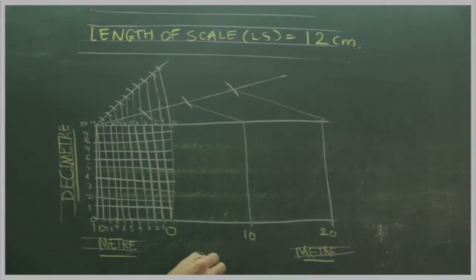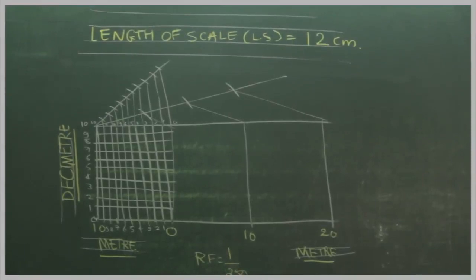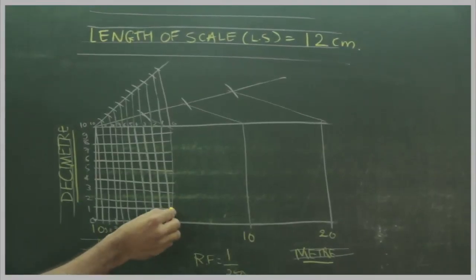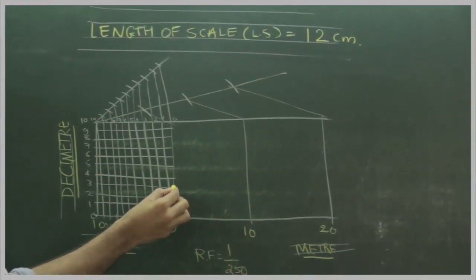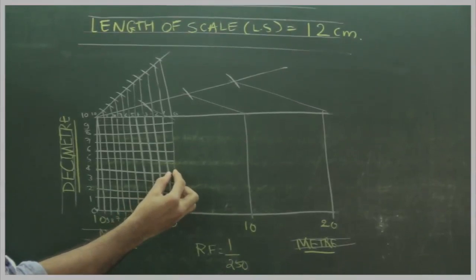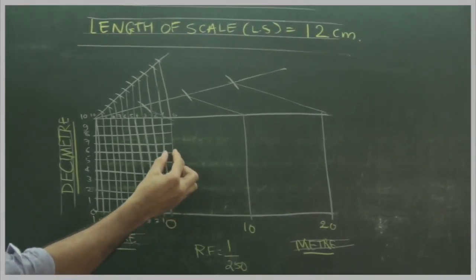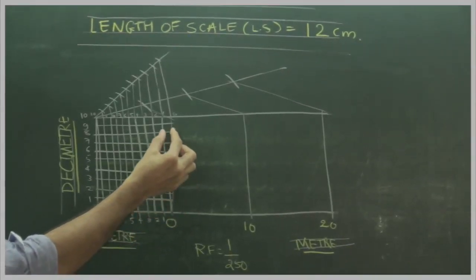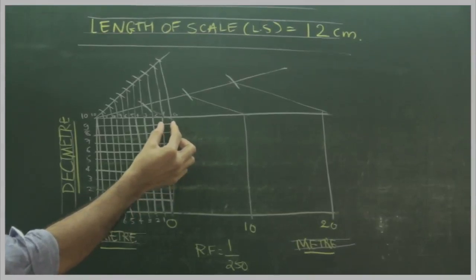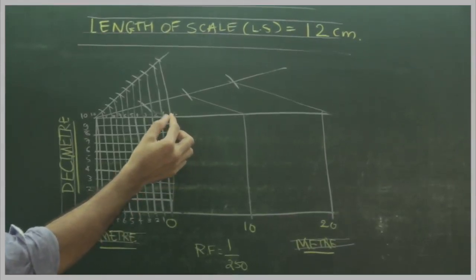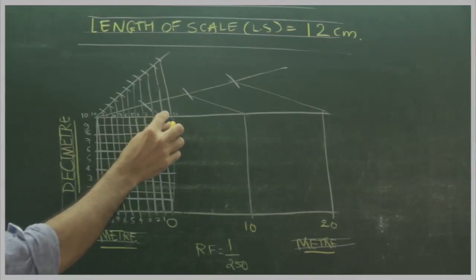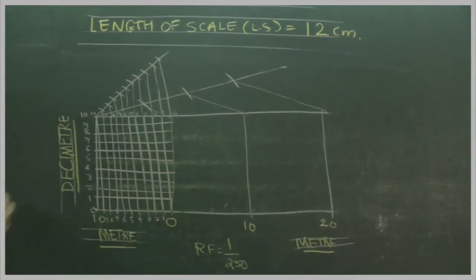And we need to write RF over here. RF is how much? 1 upon 250. Right? So now if you want to see, this is 1 decimeter, this is 2 decimeter, this is 3 decimeter, this is 4 decimeter, 5 decimeter, 6 decimeter, 7, 8, 9 decimeter, and then 1 meter. So that way we have divided this 1 meter into 10 parts.